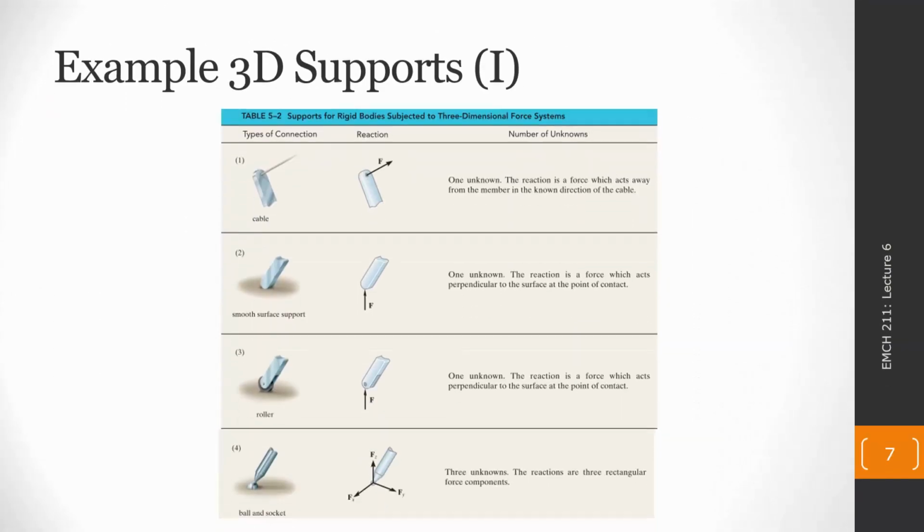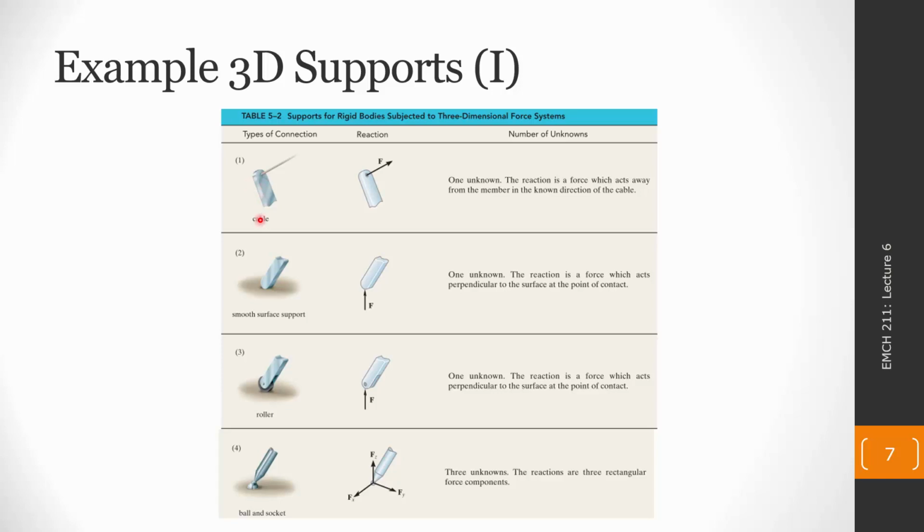So now we'll go through some of the common supports that we're going to encounter in 3D. But again, I want to reiterate that the best strategy is to always think about translations and rotations that are prevented by a support in order to know how to model it in the free body diagram. Like we saw with particles, we can have a rope or a cable acting on a point, and we know that it's going to provide a tensile force along the direction, along the axis of that cable or rope.